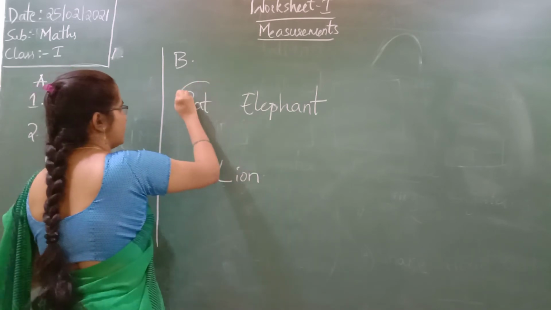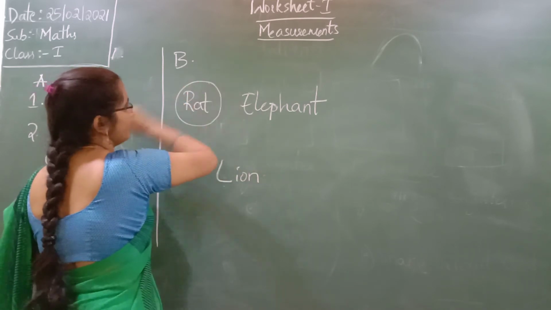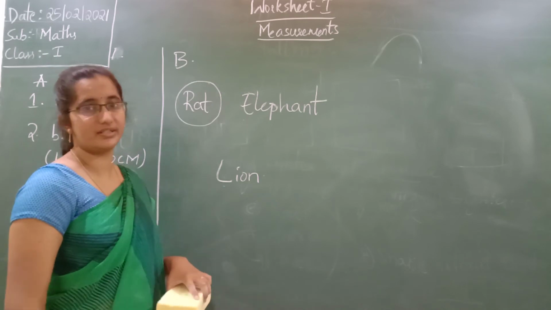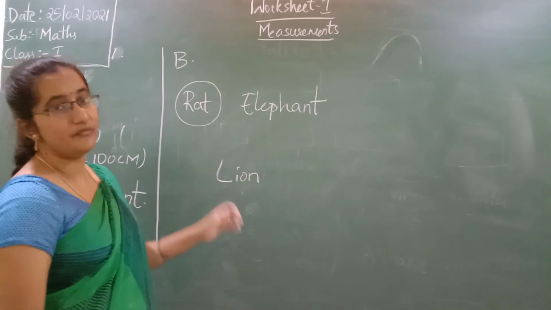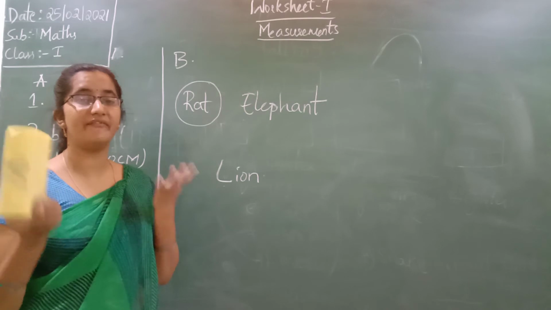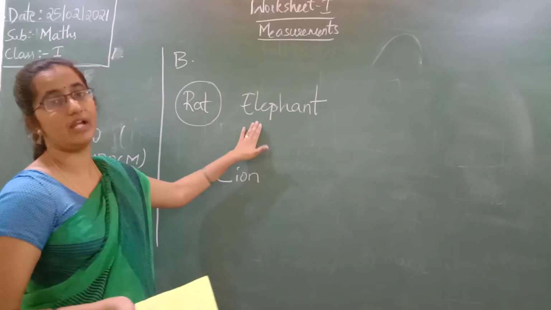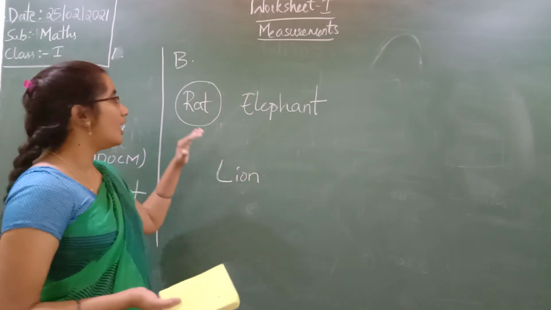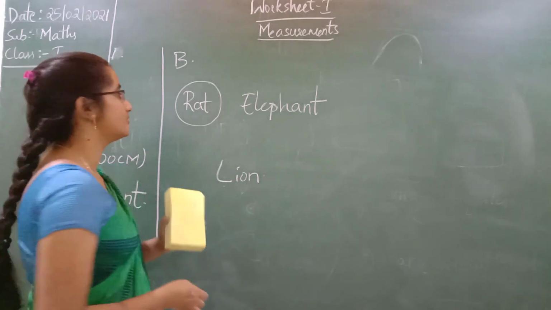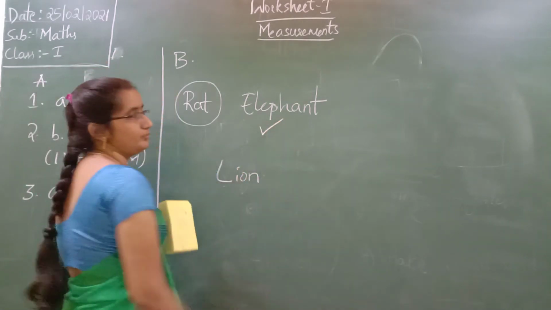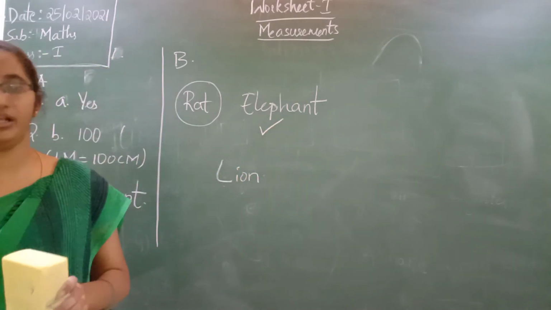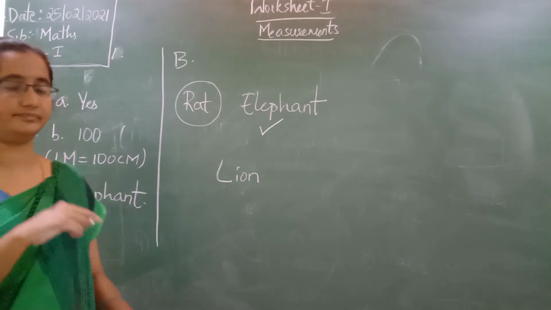So circle the lightest. Next they said heaviest. Among these 3, which has more body and a heavier body? Elephant. Elephant is bigger than the lion and bigger than the rat. So this is the elephant. Put a tick mark under the elephant and circle the rat.